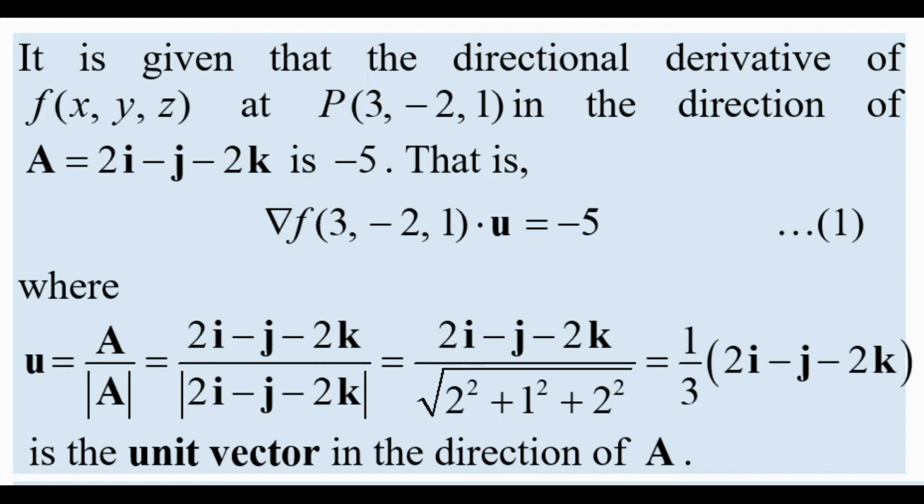dot the unit vector u is equal to negative 5, where the unit vector u is a by the magnitude of a, which is equal to 2i minus j minus 2k by magnitude of the vector 2i minus j minus 2k, which is the vector 1 by 3 times 2i minus j minus 2k, and this is the unit vector in the direction of the given vector a.